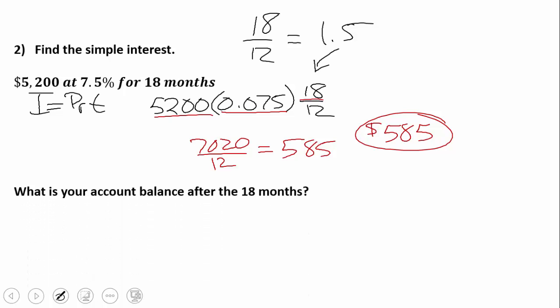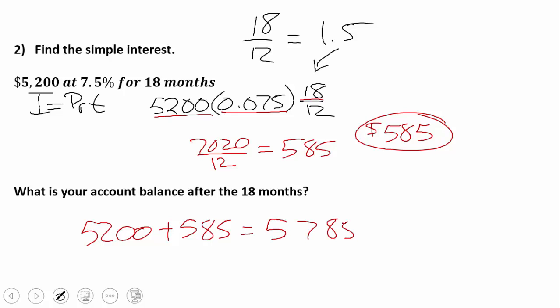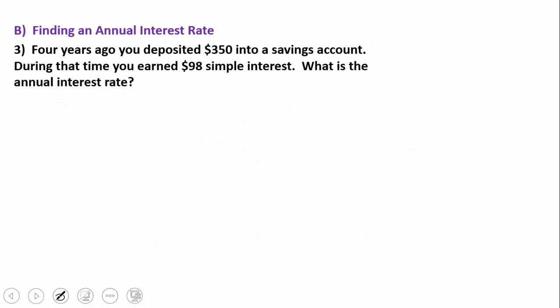If I want to know the total amount in my account after those 18 months, all I got to do is take my 5,200, add the 585, and I get $5,785 in my account after those 18 months.